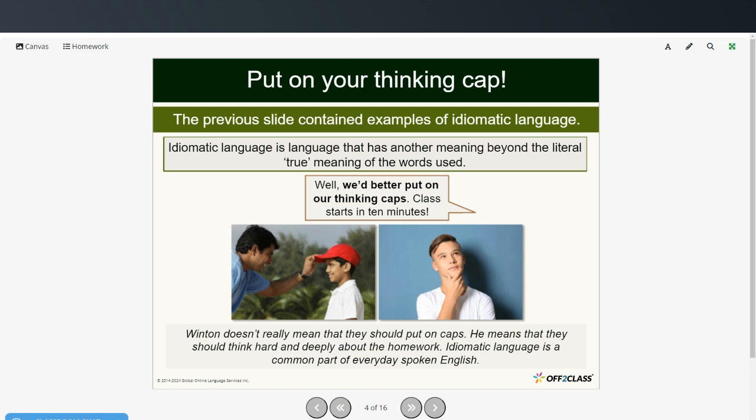So the previous slide contained examples of idiomatic language. Idiomatic language is language that has another meaning beyond the literal true meaning of the words used. So we'd better put on our thinking caps. Class starts in 10 minutes. Winston doesn't really mean that they should put on caps. He means that they should think hard and deeply about the homework. So idiomatic language is a common part of everyday spoken English.